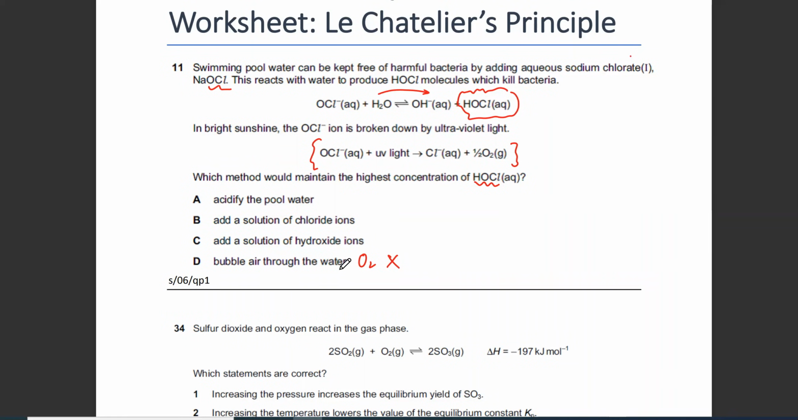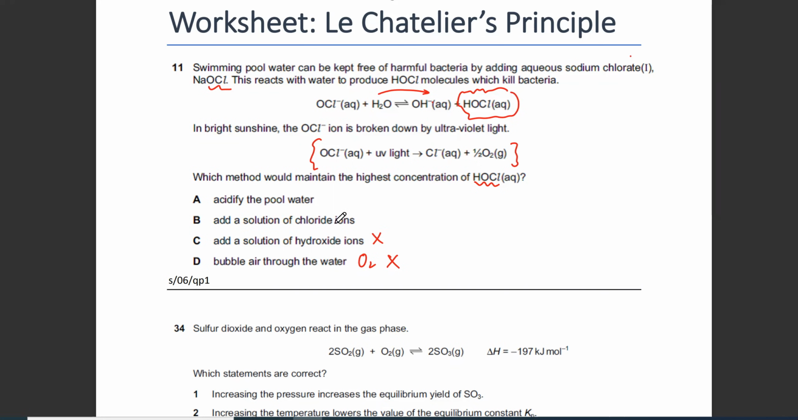Now, if you add a solution of hydroxide ions, if I add more OH ions, where would the equilibrium shift? I'm talking about C. If you add more hydroxide ions, where would the equilibrium shift? Backwards or forwards? Backwards. Okay, so if you add more OH ions, the equilibrium is going to remove OH ions. So it's going to shift backwards. We don't want it to shift backwards. We want it to shift forwards. We want to increase the HOCl concentration. We want to make more of it.